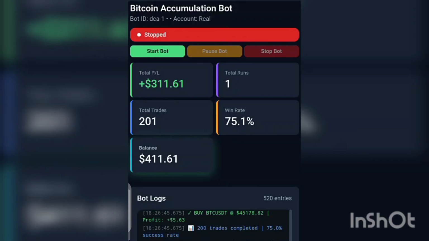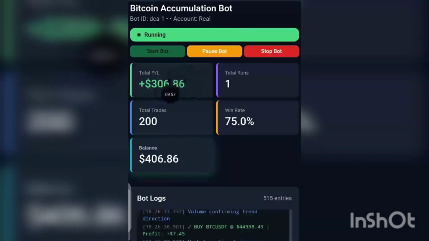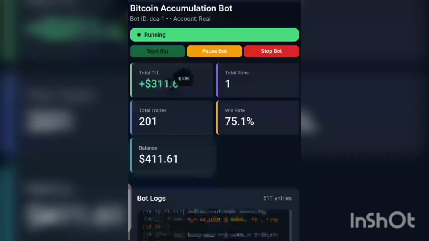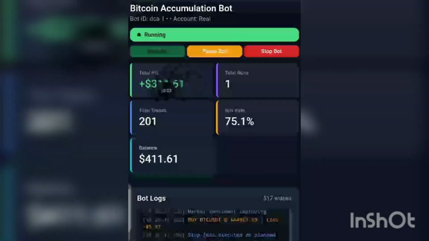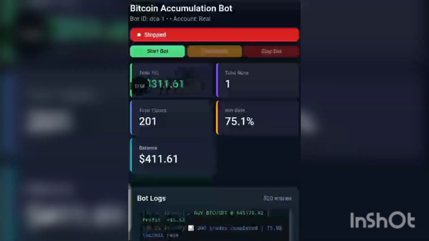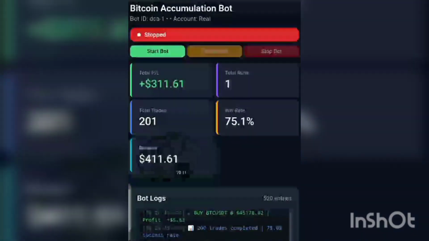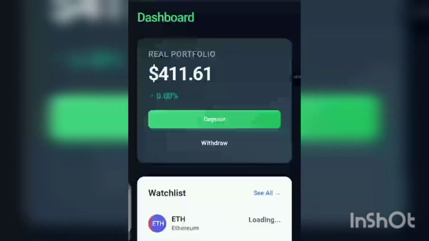So you can see I have stopped the bot over here. You can see that this is the extra 300 that we made, and I have stopped the bot from running. Plus our capital, you can see it added plus our capital here. So plus our capital, we have 411, because it's going to add up your capital after making profit. So this is very, very amazing.